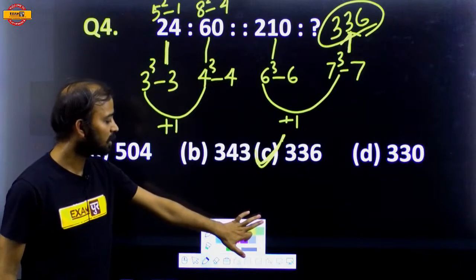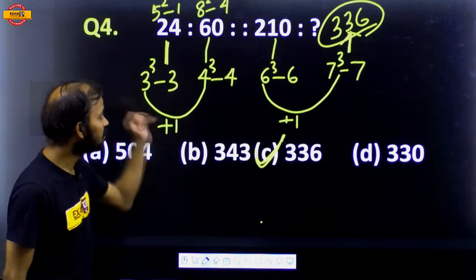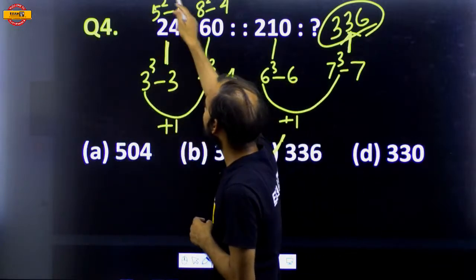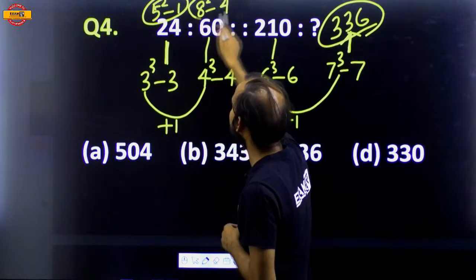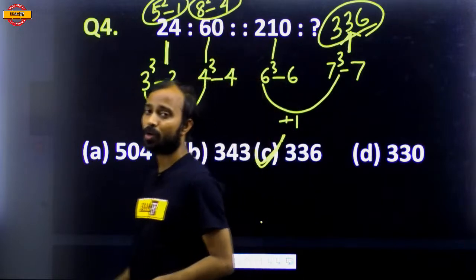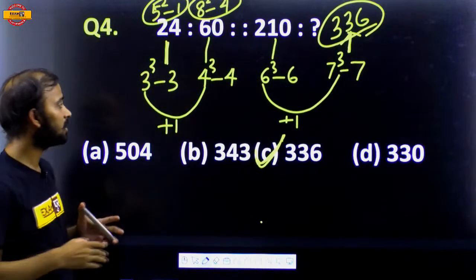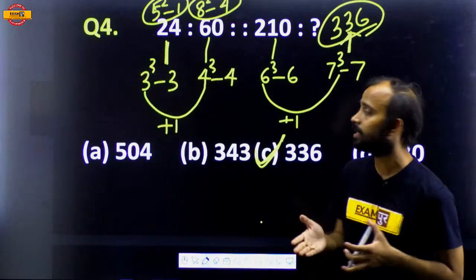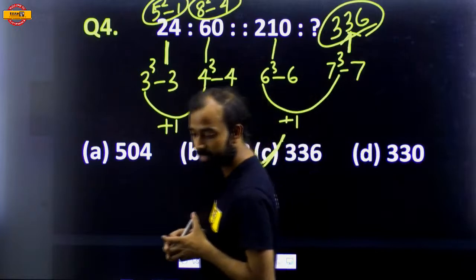So you have to find out, analyze, and judge the number. Here 5 square minus 1 is there, but it is not working here. 5 square minus 4 is not working here. So 24 can be represented as 3 cube minus 3, and 4 cube minus 4 as 60.